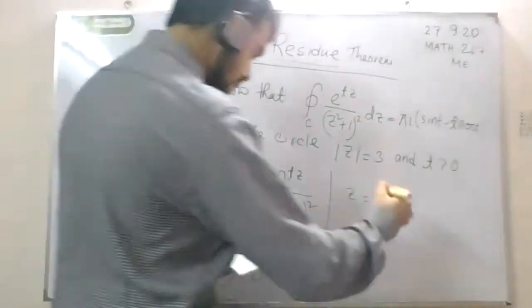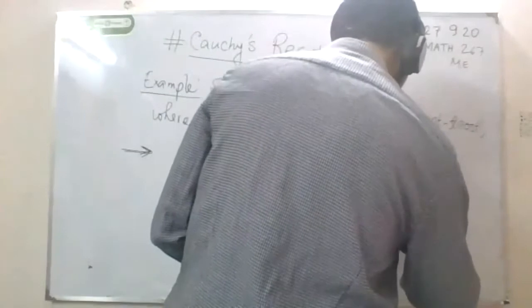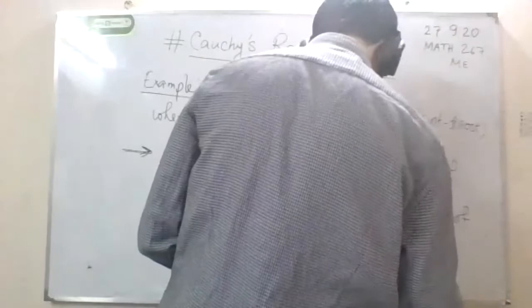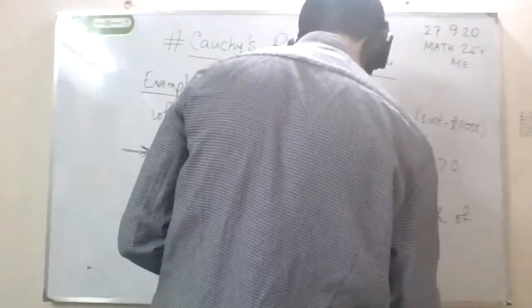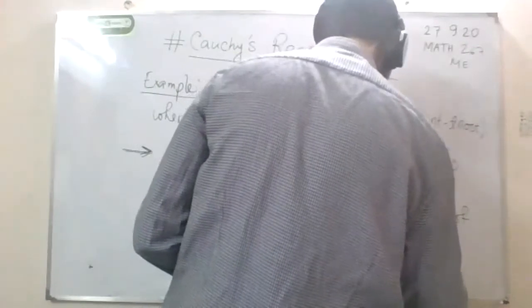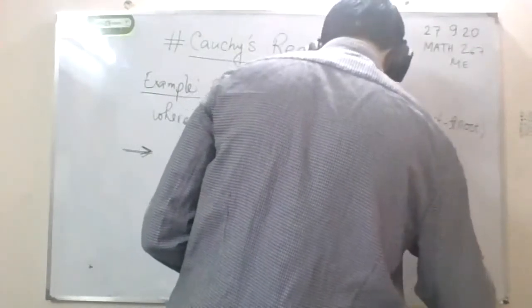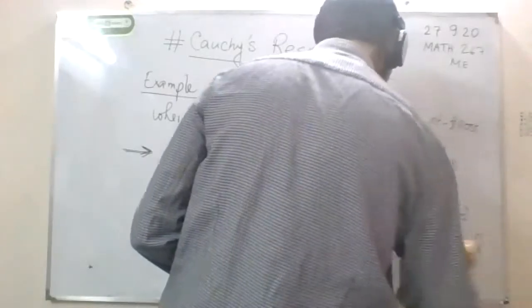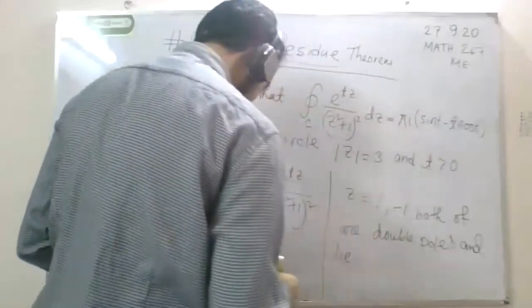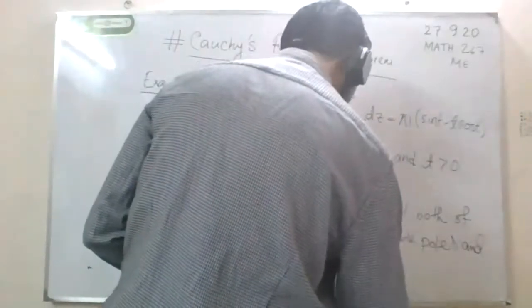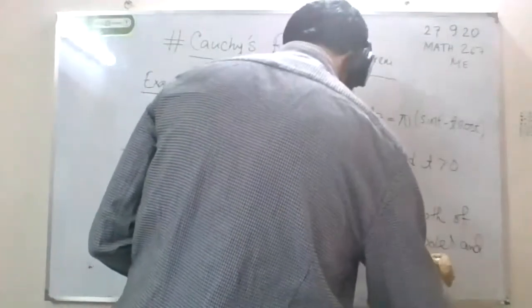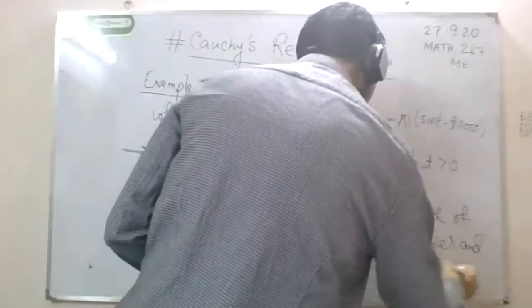So you can say that both are double poles, and you have to check whether they lie inside the circle or not.